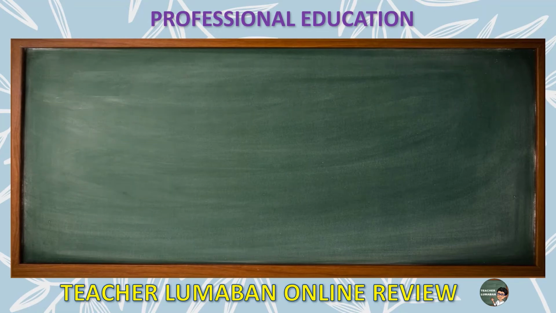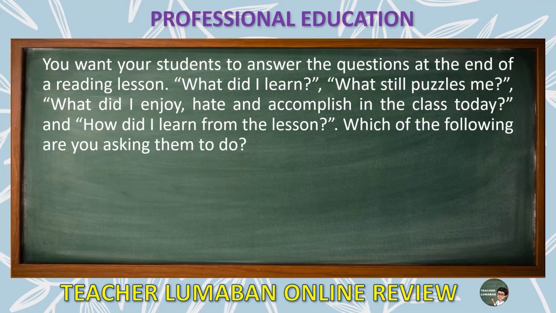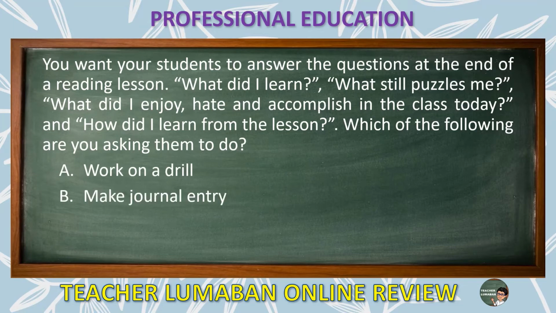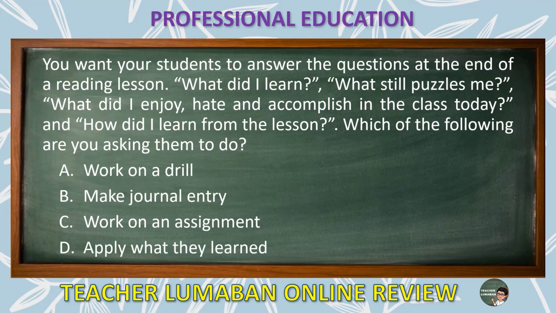You want your students to answer the questions at the end of a reading lesson. What did I learn? What still puzzles me? What did I enjoy, hate, and accomplish in the class today? And how did I learn from the lesson? Which of the following are you asking them to do? Letter A, work on a drill. Letter B, make journal entry. Letter C, work on an assignment. Letter D, apply what they learned. Choose the suitable answer based on the given choices in 5 seconds.